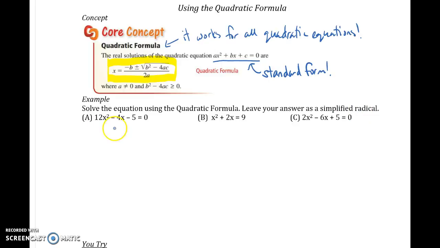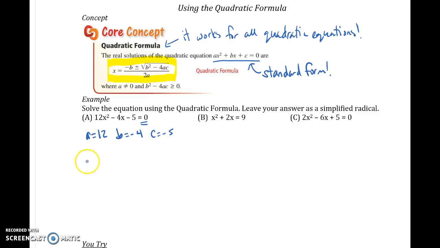So what we want to do is first make sure we're in standard form. So is it equal to 0? Perfect. Once we're there, take out the values of a, b, and c. And remember, those are the numbers in front. So a is 12, b is -4, and c is -5. Very important you don't lose those signs, right? If it's negative, we want to make sure we keep it negative.